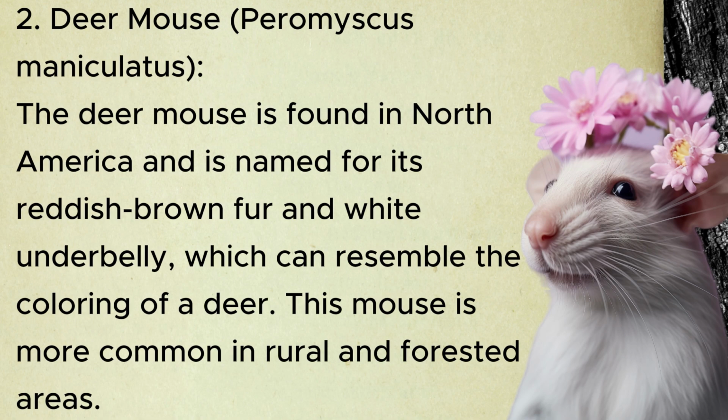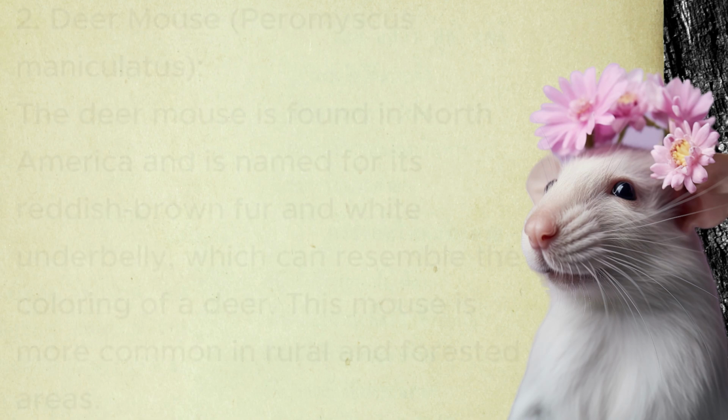2. Deer mouse, Peromyscus maniculatus. The deer mouse is found in North America and is named for its reddish-brown fur and white underbelly, which can resemble the coloring of a deer. This mouse is more common in rural and forested areas.